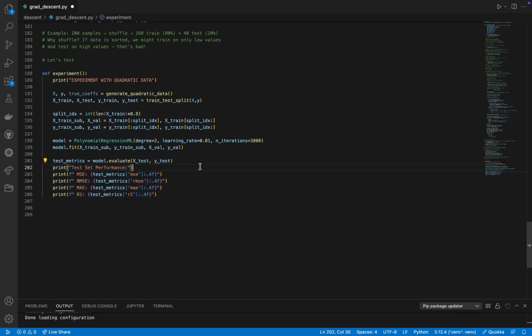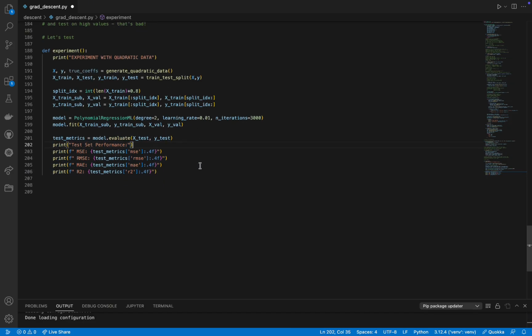After training completes, we evaluate on the test set by calling model evaluate. That gives us our final performance metrics, and we print our MSE, RMSE, MAE, and R squared for the test set. These numbers tell us how well our model generalizes to completely unseen data.